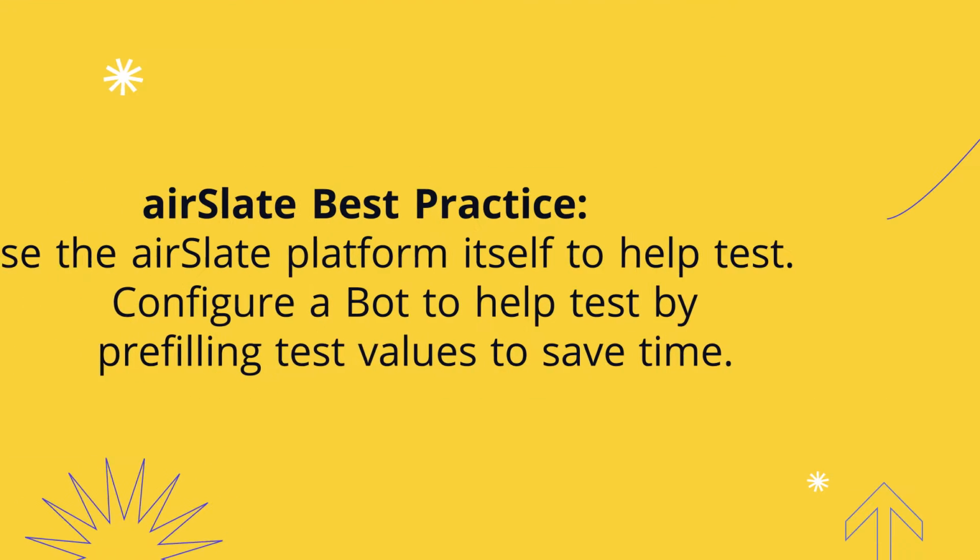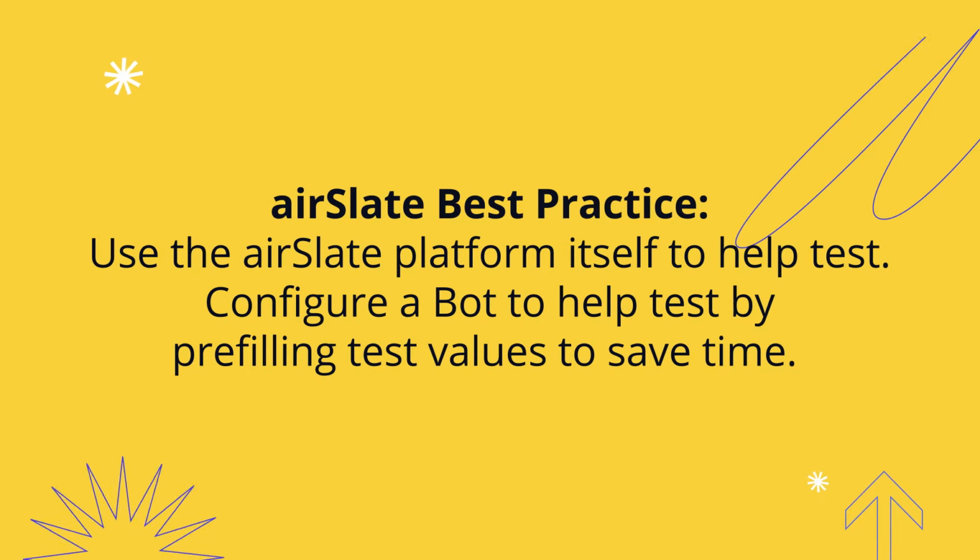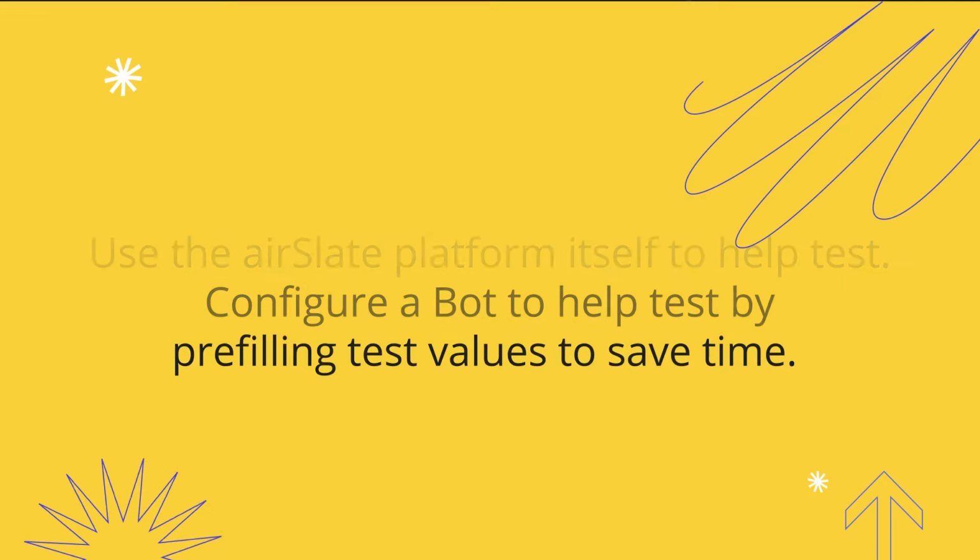Also, you can use the platform itself to help you test. The best example of that is configuring some extra bots. These would be bots that you wouldn't use once the flow goes to production, but a bot that just helps test by pre-filling test values instead of having to go type everything in as you're testing. So that can make things just less annoying, if anything. Besides saving time, you're not having to type test 1, test 2, test 3 in every field on your document as you go test.